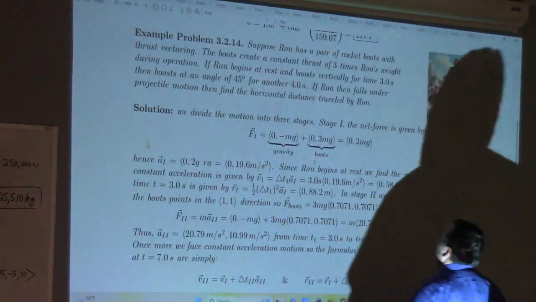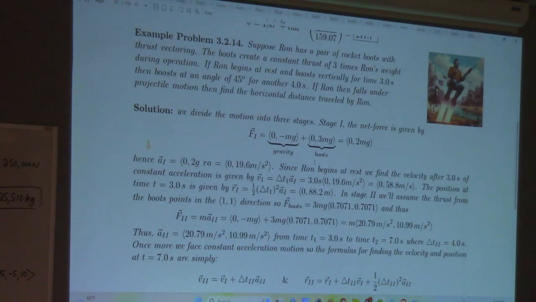So as you can see, I have put Ron Swanson with appropriate rocket boots here. And so this is the problem. He has a pair of rocket boots with thrust vectoring. The boots create a constant thrust of 3 times Ron's weight during operation. Ron begins at rest and boosts vertically for 3 seconds, then boosts at an angle of 45 degrees for another 4 seconds. Then Ron falls under projectile motion. The question is to find the horizontal distance traveled by Ron.